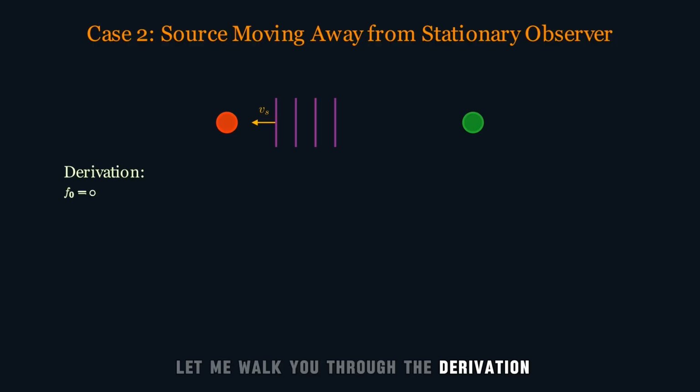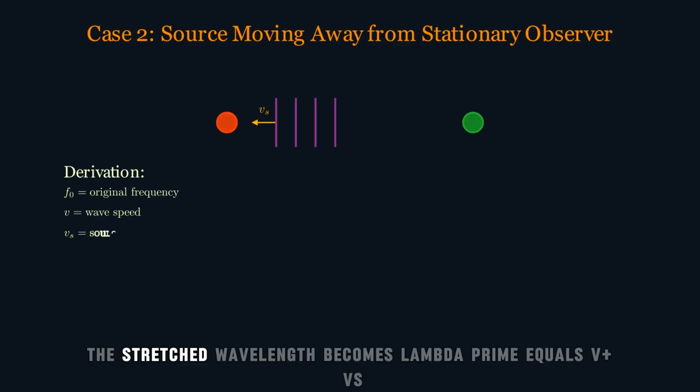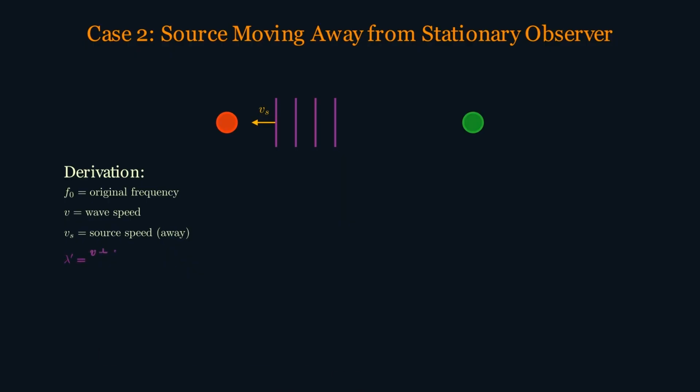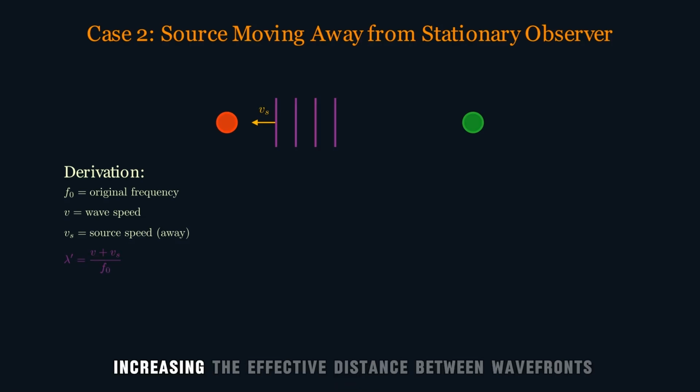Let me walk you through the derivation. We start with the same initial conditions. f0 is the original frequency, v is the wave speed in the medium, and now vs represents the source speed moving away. The stretched wavelength becomes lambda prime equals (v plus vs) divided by f0. The plus sign appears because the source is now moving away, increasing the effective distance between wavefronts.